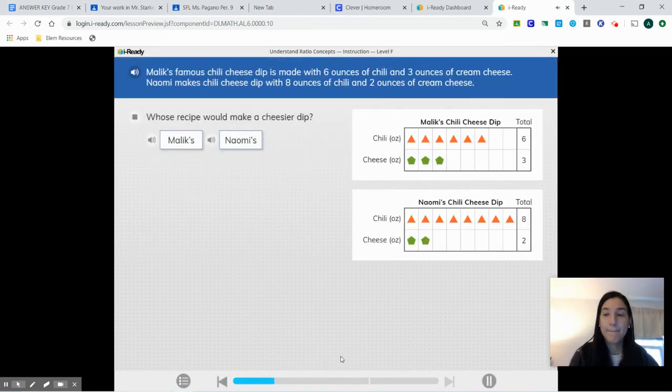Whose recipe would make a cheesier dip? Okay, so now when we look at these two things, it says up here, Malik's chili cheese dip. So Malik is 2 times, right? The amount of chili is 2 times the amount of cheese. Down here, Naomi is 4 times. So because she has so much more chili than cheese, hers is going to taste more chili-like. Whereas Malik's up here, his ratio is closer. There's more cheese for the chili, so his will taste cheesier.